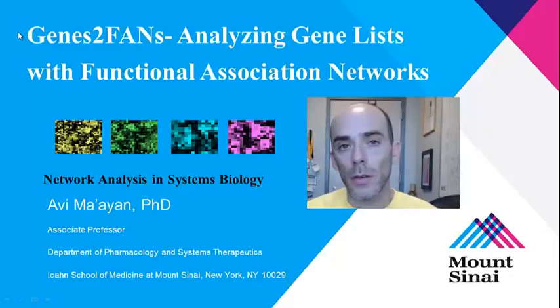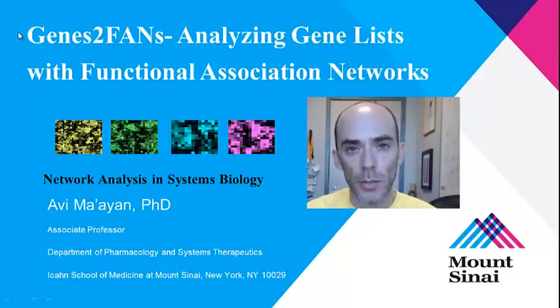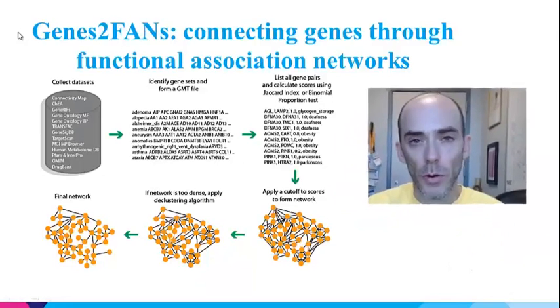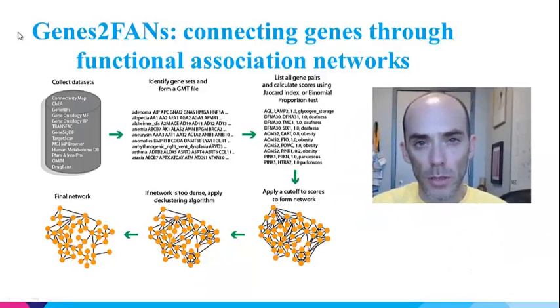Hi again. So now we're going to continue our discussion of functional association networks, and I'm going to demonstrate to you a tool that we developed in the lab called Genes2FANs. Before we came up with the sets to networks algorithm, we were able to create functional association networks from gene set libraries using two other methods for assessing the similarity between pairs of genes based on the co-occurrence in gene sets or in gene set libraries.